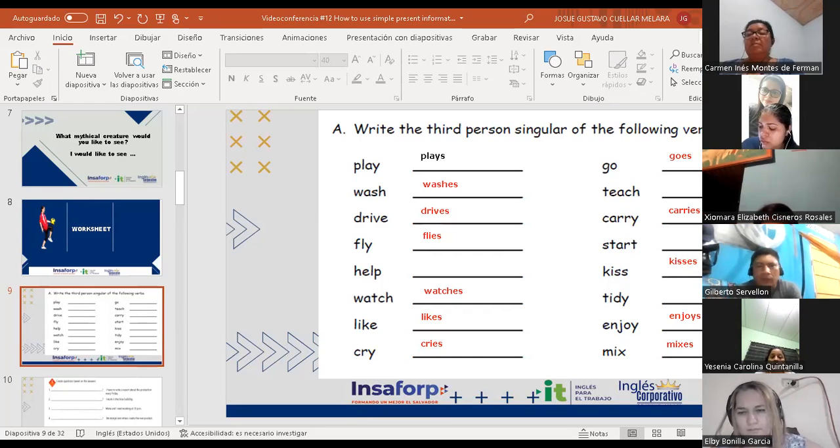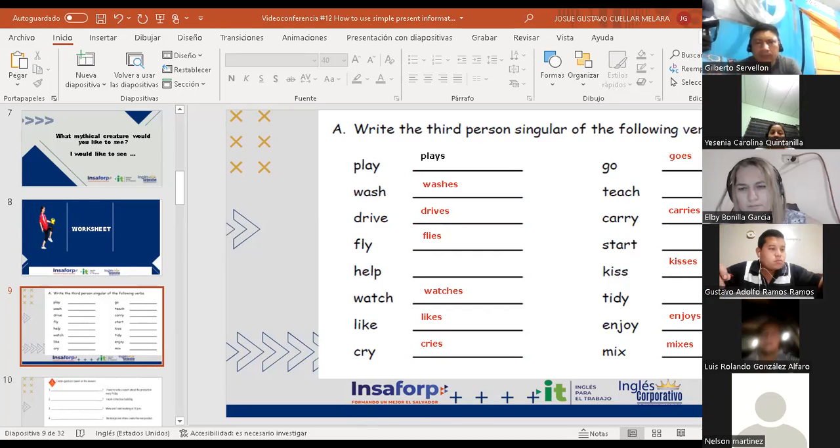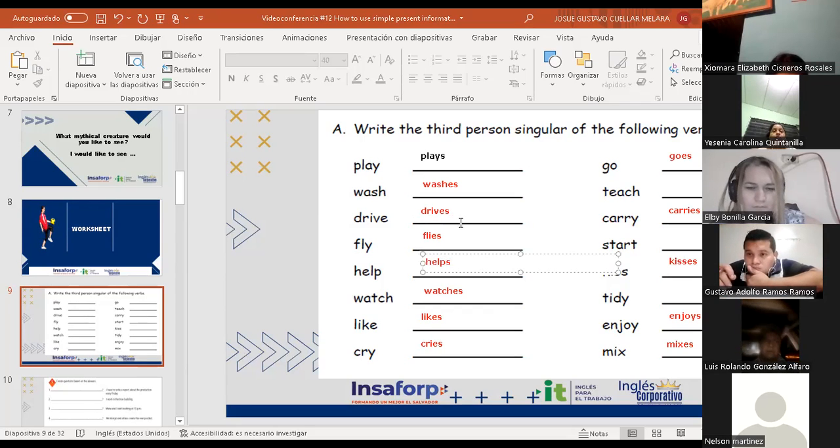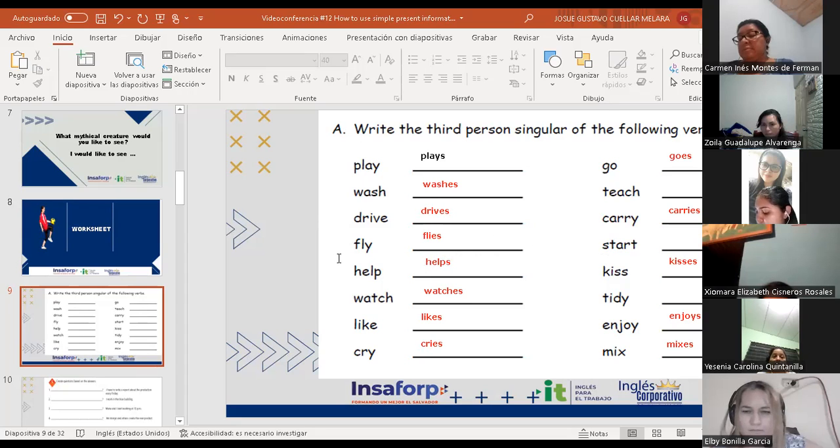Perfect. Okay, and Gilberto, what about you? And then helps. Helps. Yes, thank you. Okay, Gustavo again, and then we go with Yesenia again. Okay, start. Yes. Okay, Yesenia, and then Soil. Soil, yes. Teach, teaches. Yes.